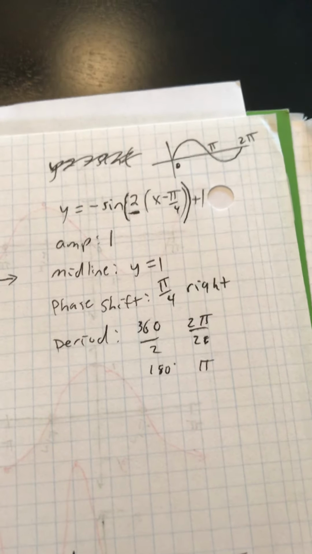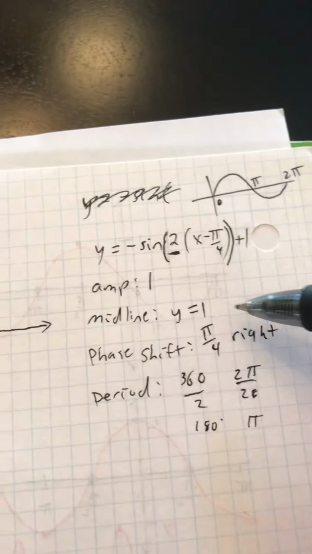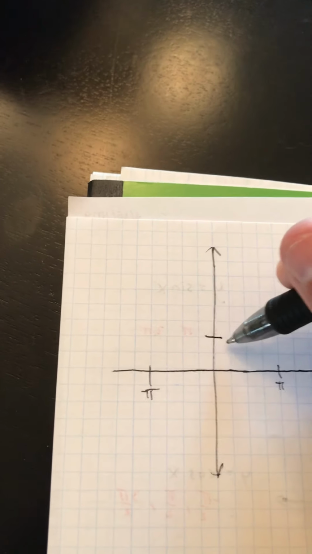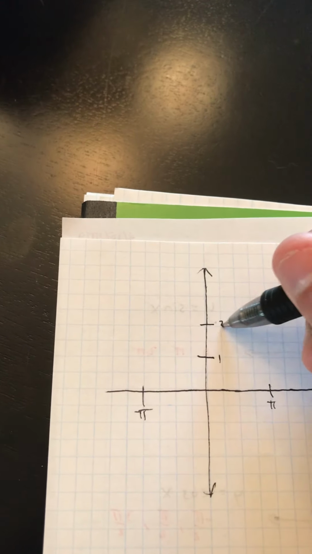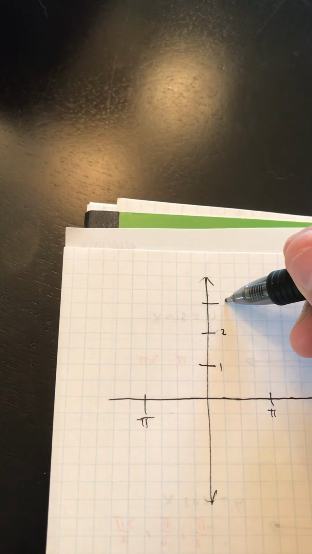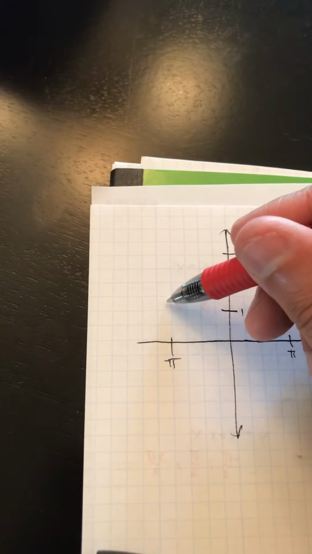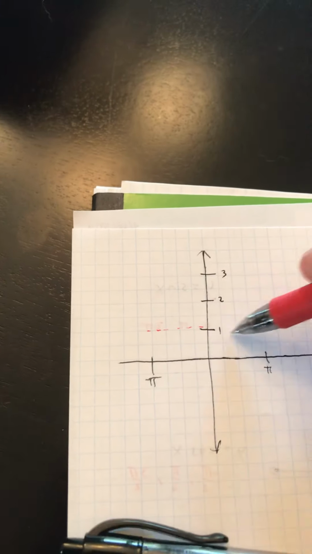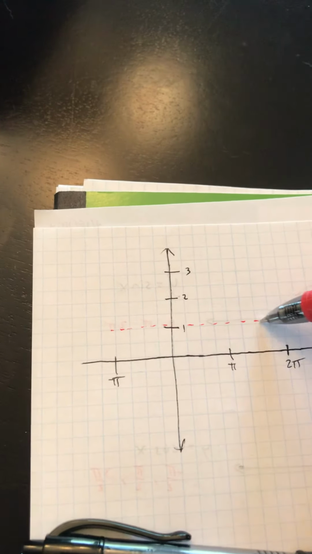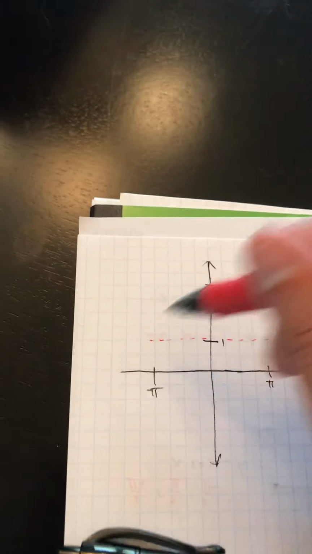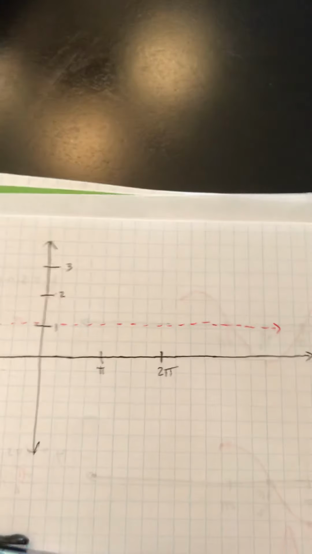All right, I always start out with the midline. The midline is at 1, so I'm going to draw that in on my graph here. I think I'm going to make that 1, that 2, and 3. Okay, so my midline is going to be at 1, and I always draw that in early. And again, it's not really part of your graph, so you can just kind of dot it. All right, so there's my midline.